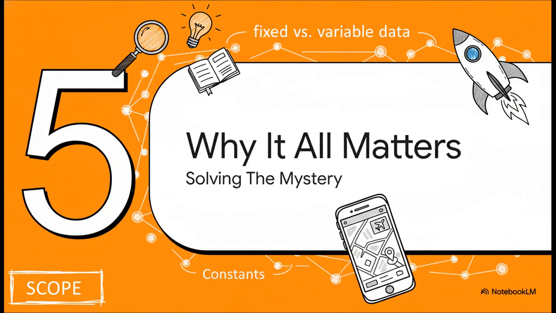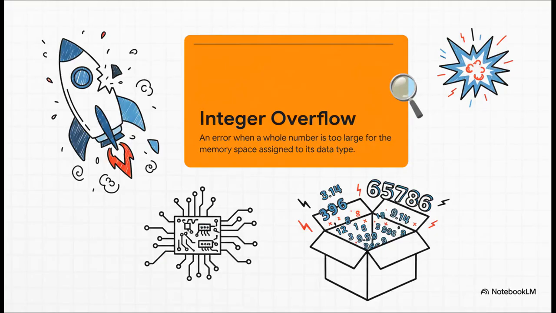We've got fixed versus variable data. We have our data types, our constants, our variables, and scope. We now have everything we need to finally solve the mysteries we started with, the exploding rocket and the broken travel app. And here it is, the culprit. The bug that destroyed that Ariane 5 rocket was something called an integer overflow. Basically, the rocket software was trying to take a big decimal number, a floating point number representing its velocity, and shove it into a tiny little box made for a much smaller whole number. The number was just way too big for the box.